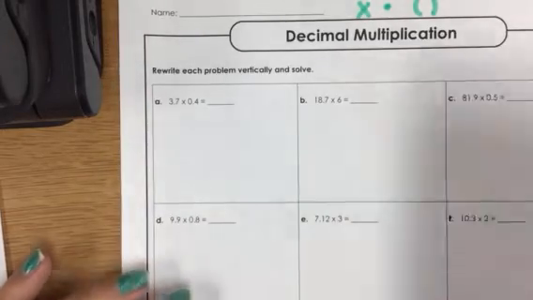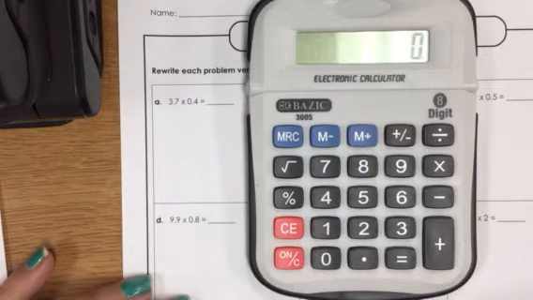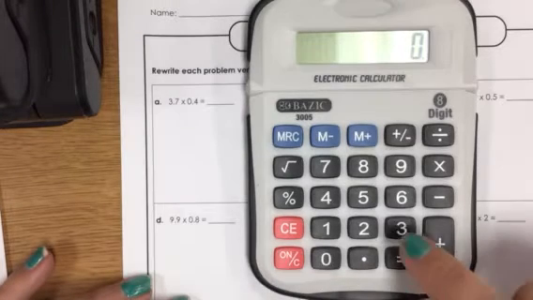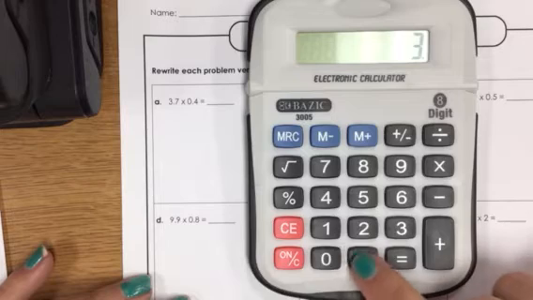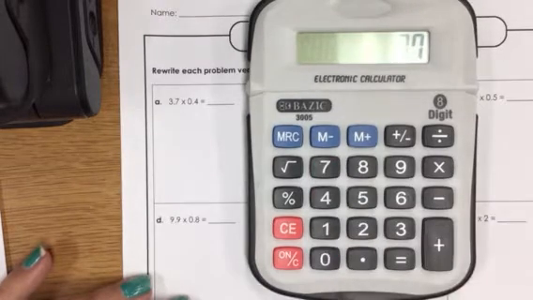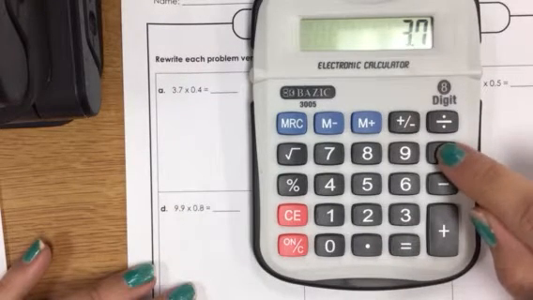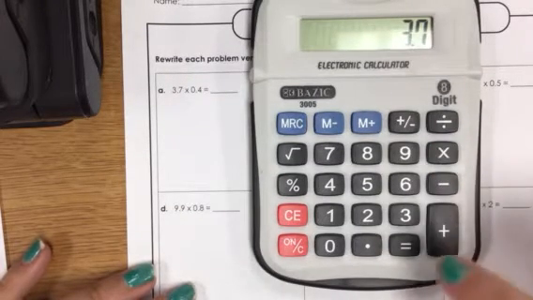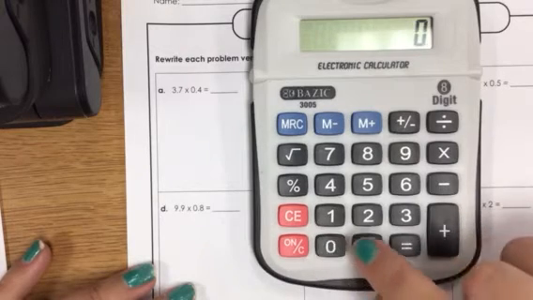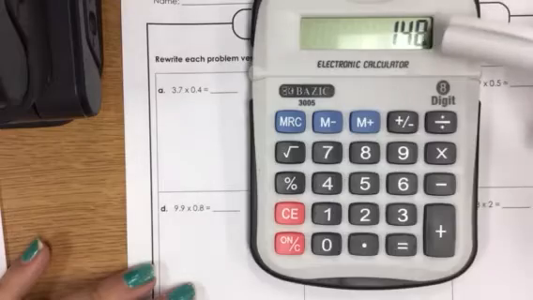So when we're looking at your calculator, we of course turn it on. And what we want to make sure you remember is anytime that you have a decimal that you click the little dot right here. So I have 3.7 and then I need to multiply that. My multiplication sign is right here by 0.4, and then we hit equals so that it gives us our final solution.